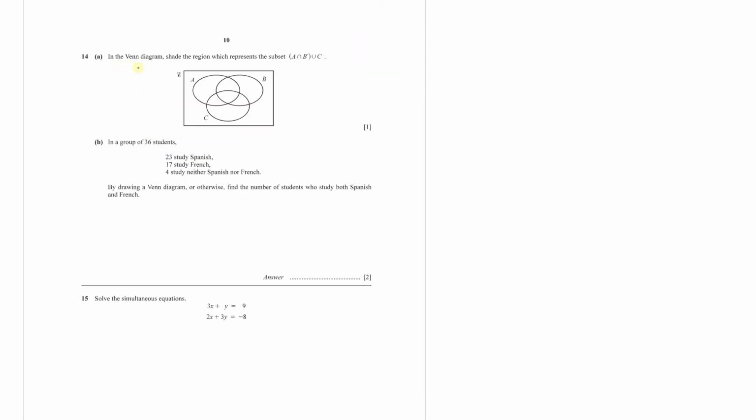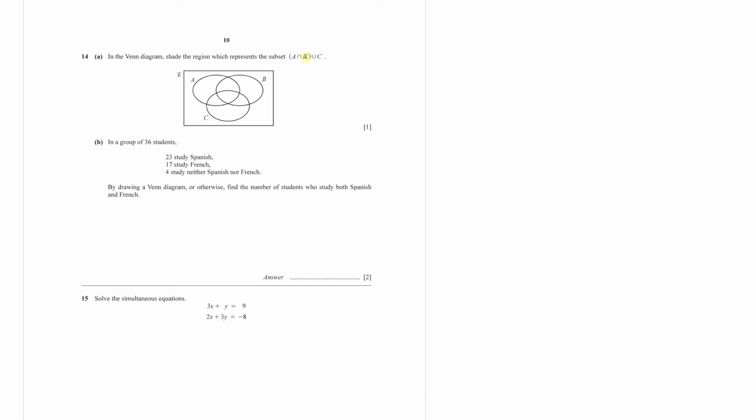Question 14 is in the Venn diagram, shade the region which represents the subset A intersection B complement, then union C. So we can first start off with finding the region that is represented inside the brackets here, and then we will do a union of that region with C.